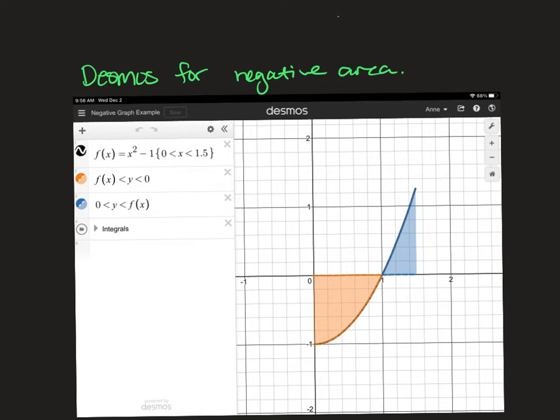So this is basically negative area. I have this black curve right here, and sorry, it's covered up a little bit. It's the curve x squared minus 1, and I just am caring about it from 0 to 1.5, so that's why I have this restriction on that. This section down here is actually negative area, and if you ask Desmos to calculate the area here, it will give you a negative answer. This part is positive area because it's above the x-axis.